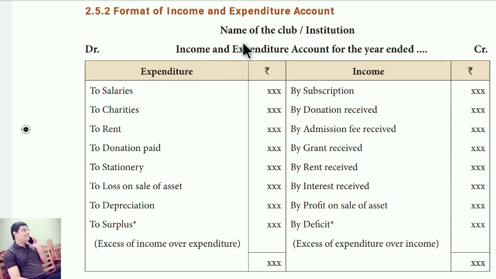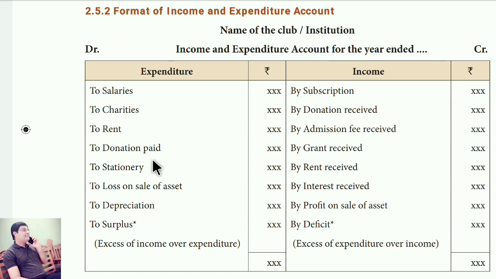Now, format of income and expenditure account. In the center of your page, take a double page. You have to write the format: name of the club or institution, what is given in the question, income and expenditure account for the year ended, then debit, credit, expenditure, income. On the left hand side, in the particulars column you have to write expenditure, and in the outer column you have to write rupees. Income, next page particulars column, and right hand side of your page outer column rupees. Expenditure, what are the items that will come in the expenditure?